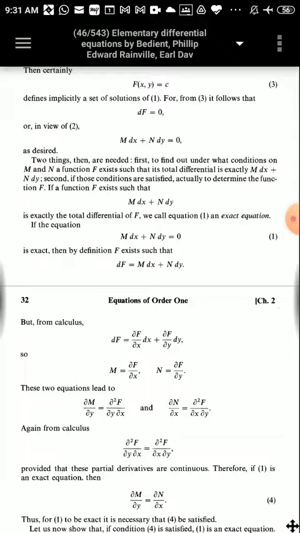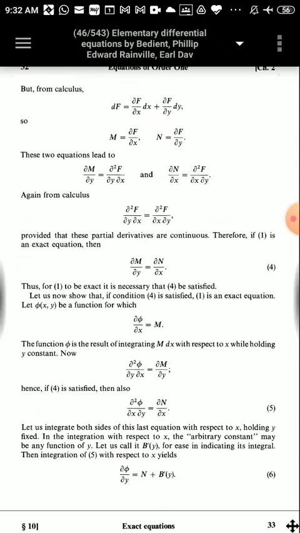Again from calculus, we know that the second order partial derivatives are always equal if our function f is continuous, provided that these two partial derivatives are continuous. Therefore, if equation 1 is an exact equation, then dou M by dou y is equal to dou N by dou x. Thus, for 1 to be exact, it is necessary that 4 is satisfied.